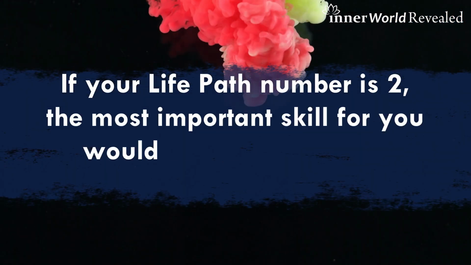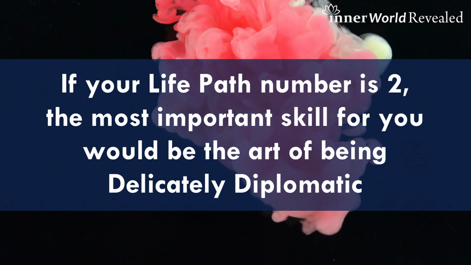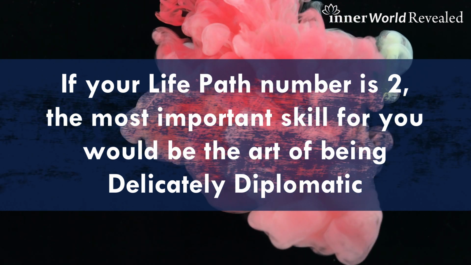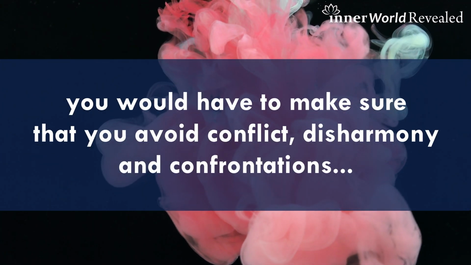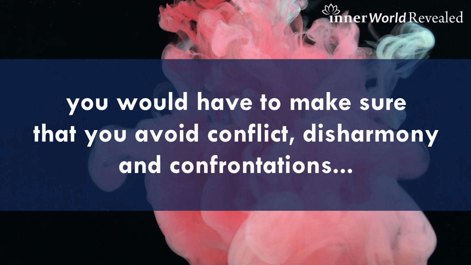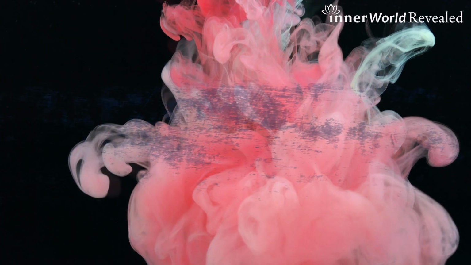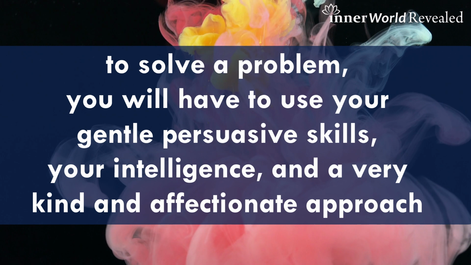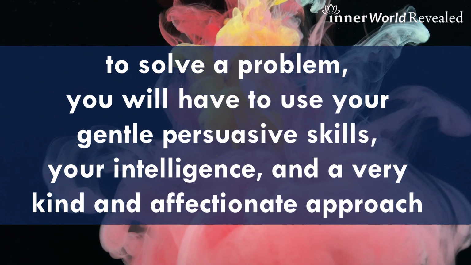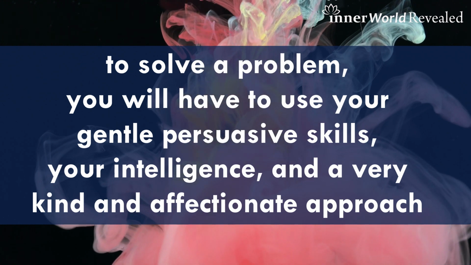Now, if your life path number is 2, the most important skill for you would be learning the act of being very delicately diplomatic. You will have to always make sure that you avoid conflicts, you avoid disharmony and all kinds of direct confrontations. To solve a problem, you will have to use a very gentle method. You will have to use your gentle persuasive skills. You'll have to use your intelligence and a very kind and affectionate approach.